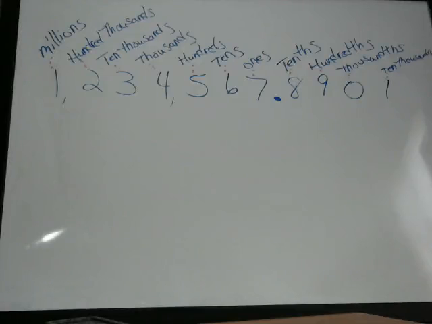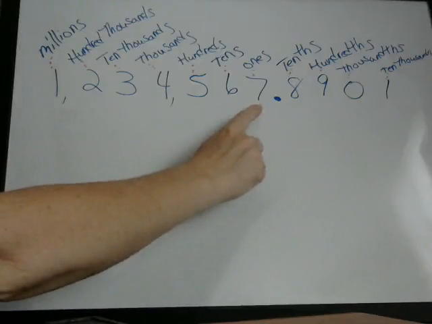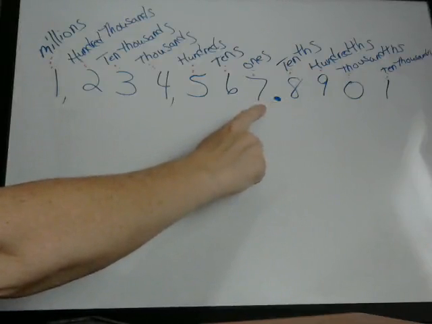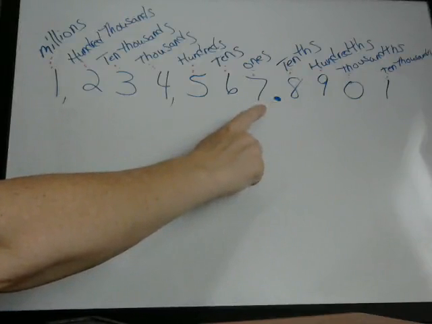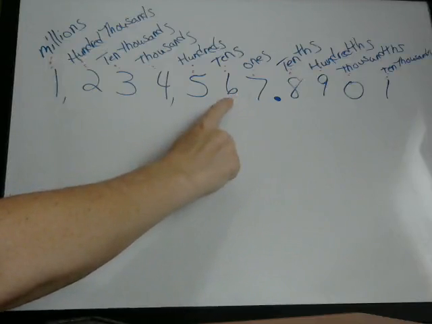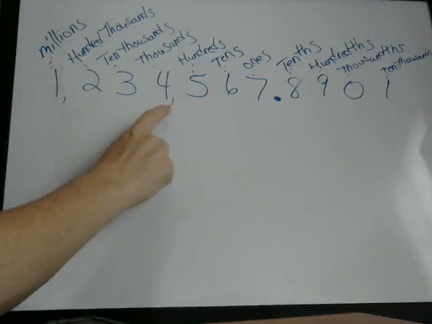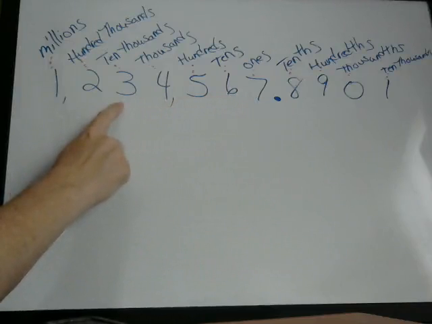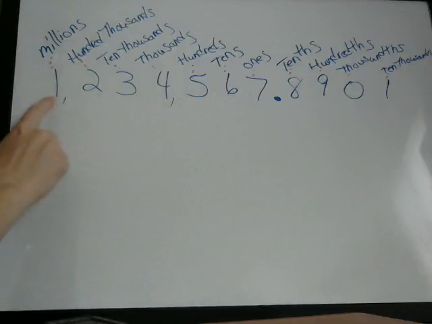And this is going to be universal regardless of what number we have up here. The first position to the left of the decimal point is the ones. Then it's the tens, hundreds, thousands, 10,000s, 100,000s, millions. Then it will go on to 10 millions, 100 millions, etc.